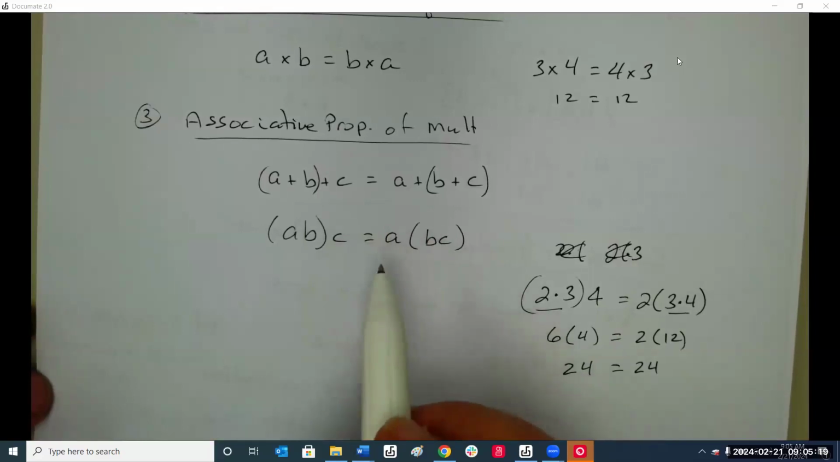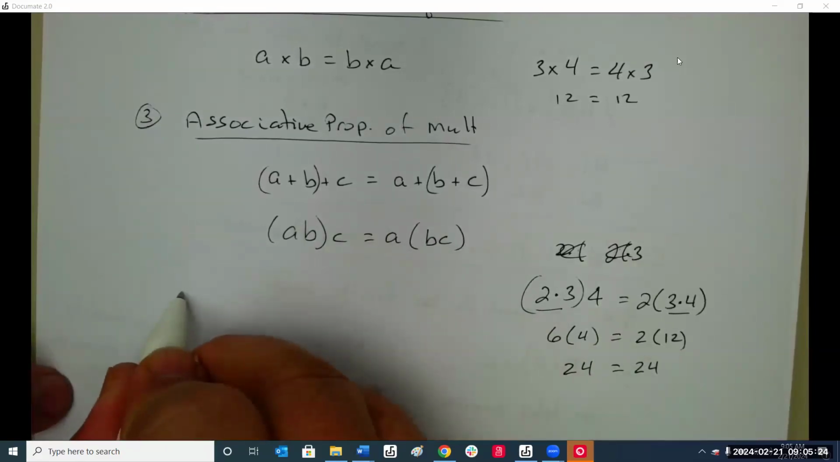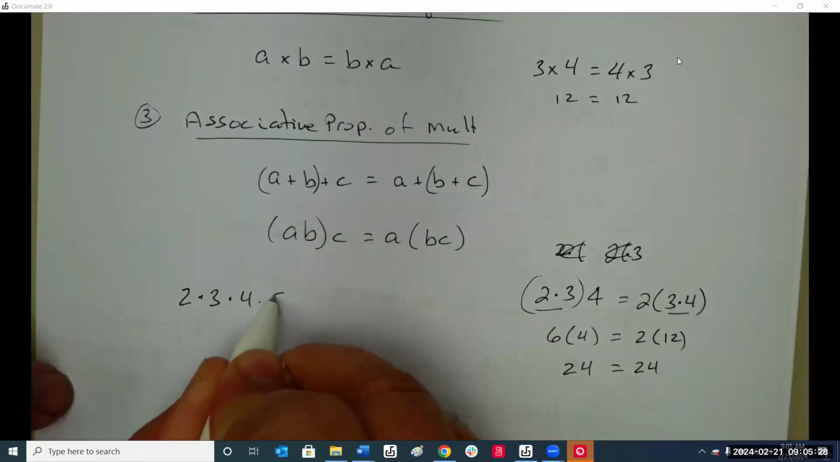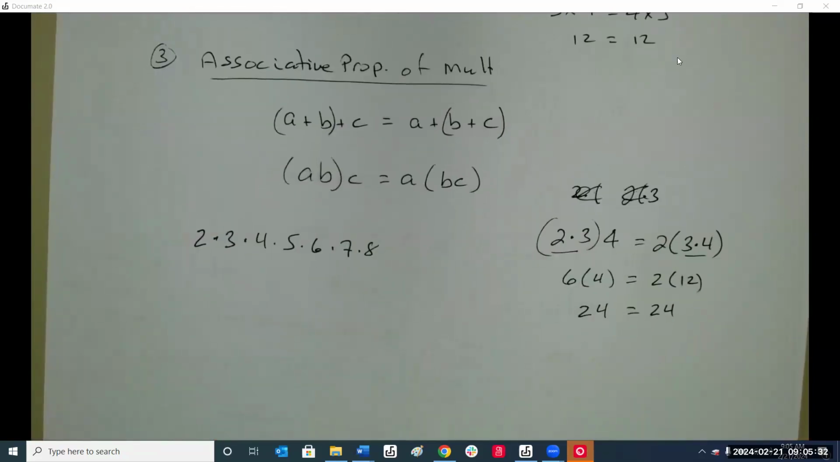Because if all the numbers are, let's look at this, 2, 3, 4, 5, 6, 7, 8. If I gave you those numbers there, how would you multiply them? Yes, I know most of you just start from left, work your way right, but you don't have to. You can pair off these numbers however you want to, whatever makes it easier for you.